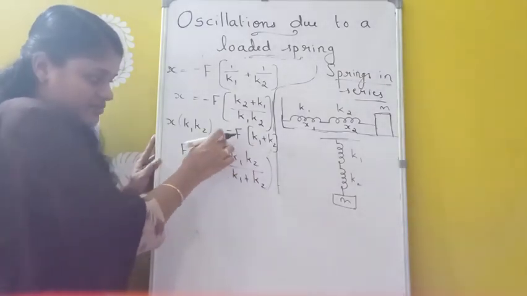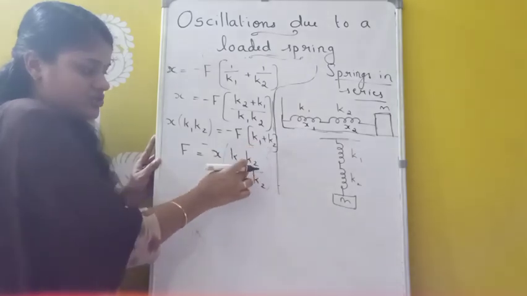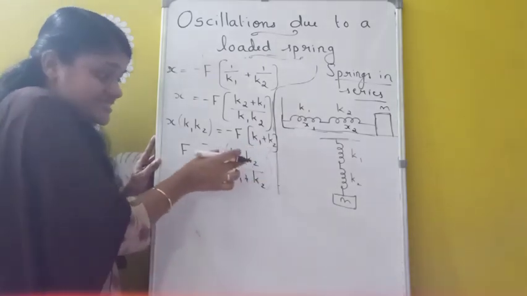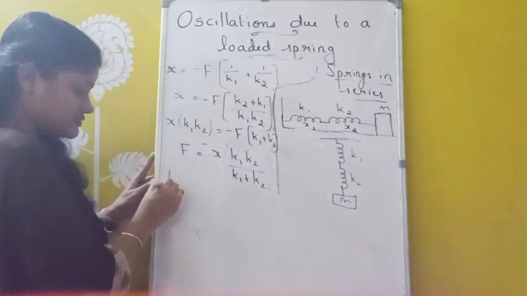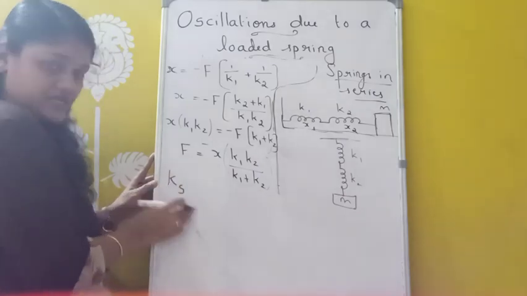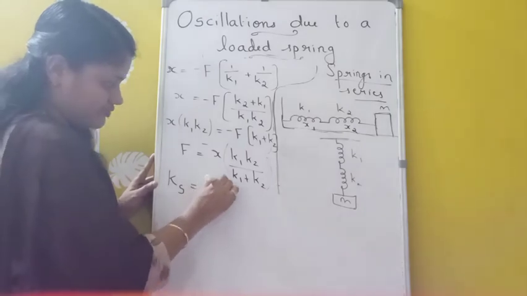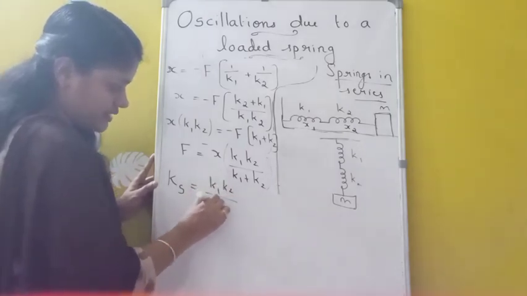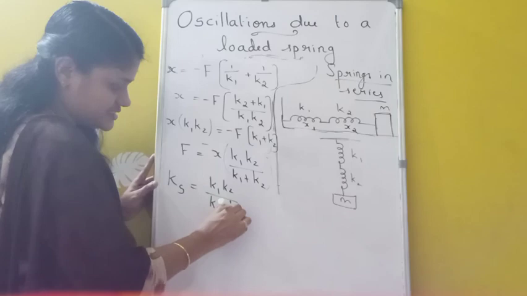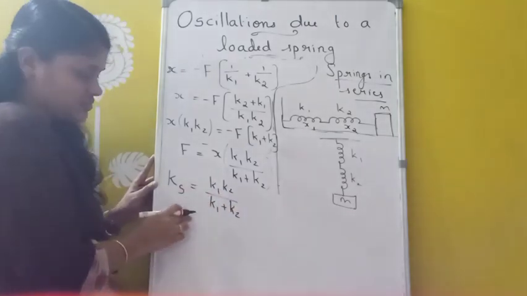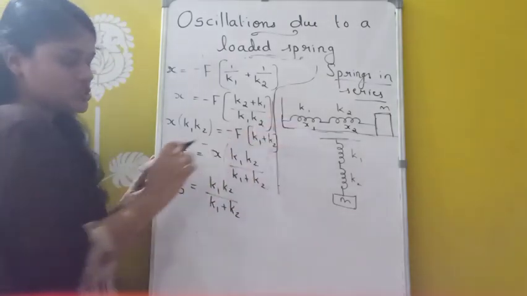But instead of k, we have which value here? K1 K2 divided by K1 plus K2. That means in the case of series combination, the net spring constant is given by K1 K2 divided by K1 plus K2. This is the net spring constant in the case of series combination of two springs.